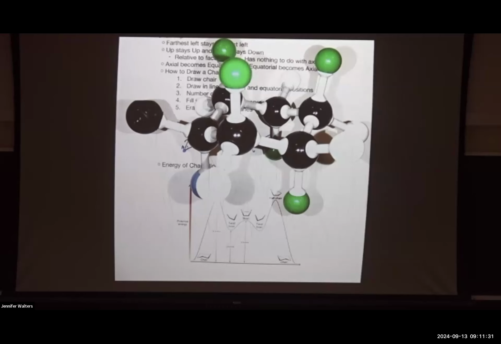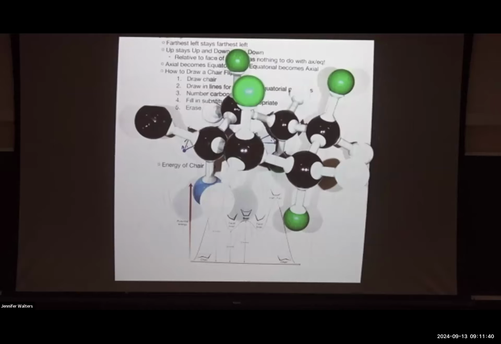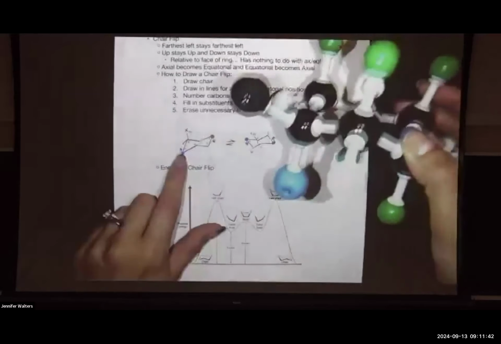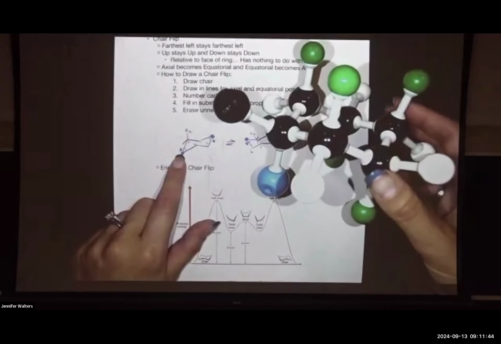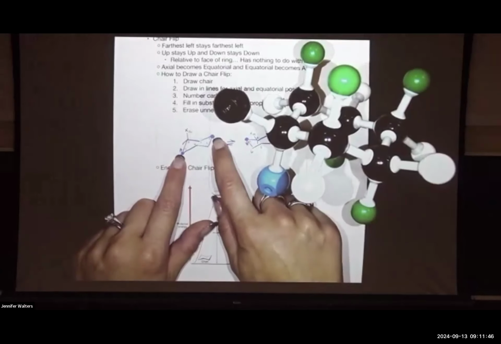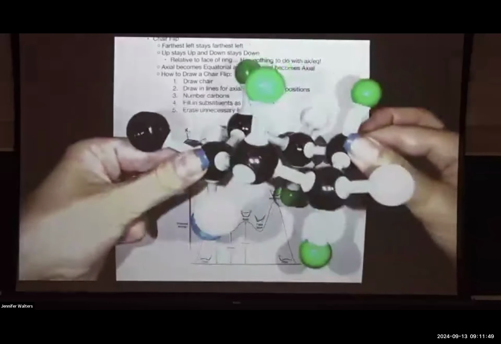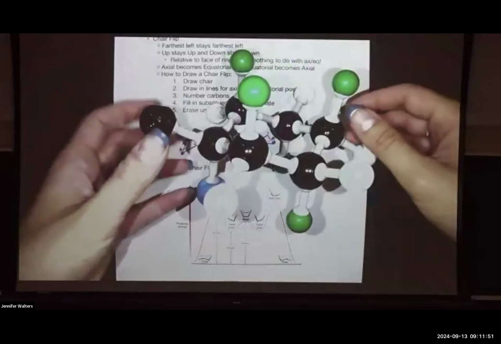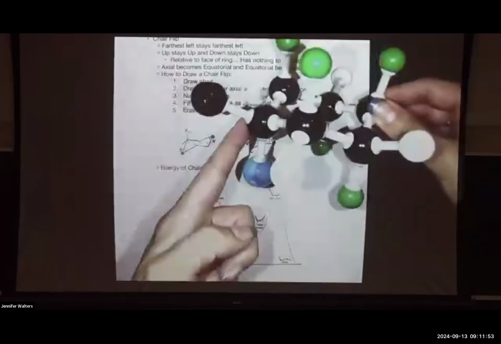So we left off looking at those chair flips. And I think it's easiest if you see it with an actual model kit. So when I say farthest left stays farthest left, and farthest right stays farthest right, what I mean is that in the physical space, they are staying in that position.